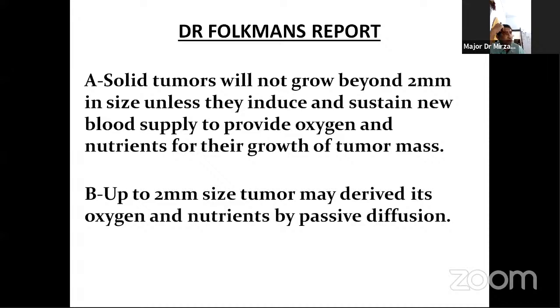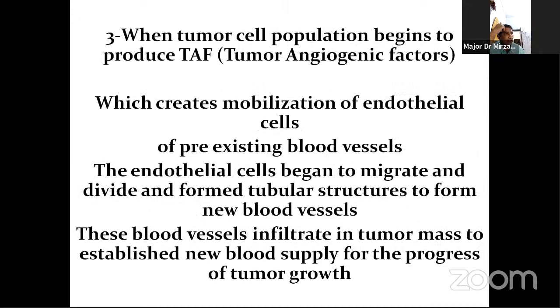When the tumor cell population begins to produce tumor angiogenic factors, it causes mobilization of endothelial cells of pre-existing blood vessels. There are pre-existing venules and blood vessels near the tumor. After release of the tumor angiogenic factor from the tumor itself, these endothelial cells begin to migrate, divide and proliferate, and form a tubular structure to form new blood vessels. These blood vessels infiltrate the tumor mass to establish a new blood supply for the progress of the tumor.